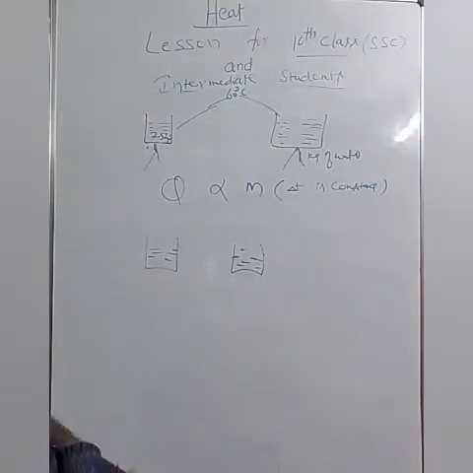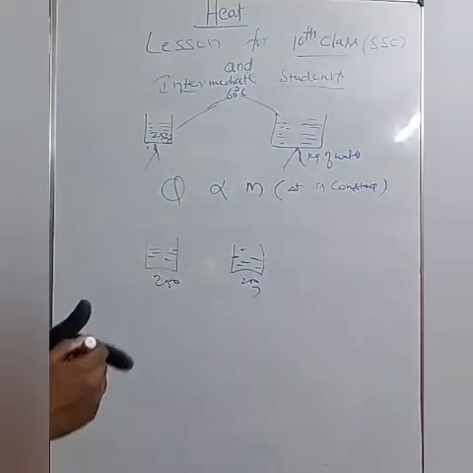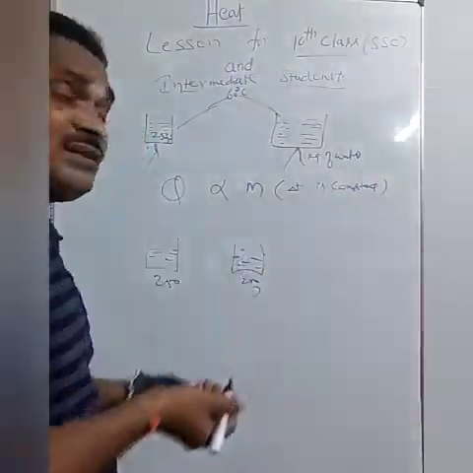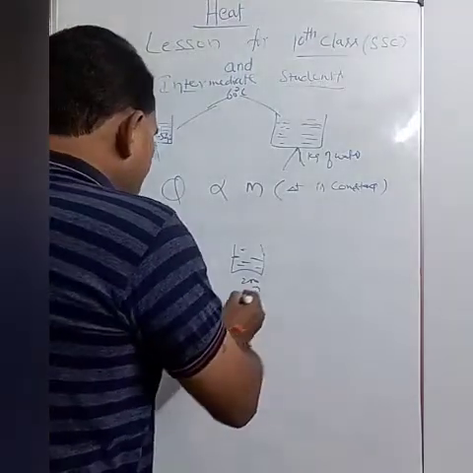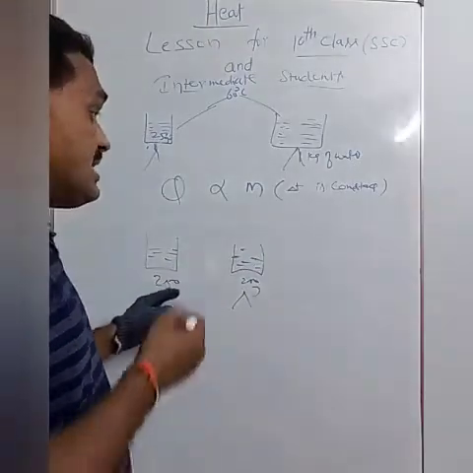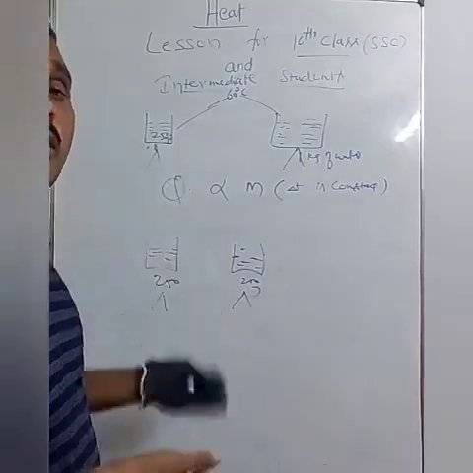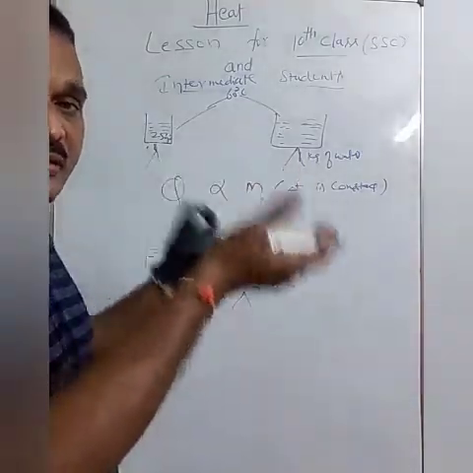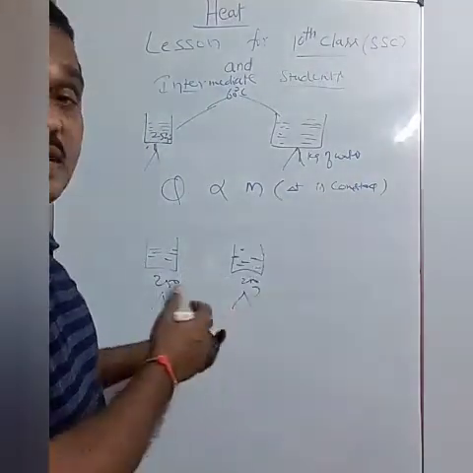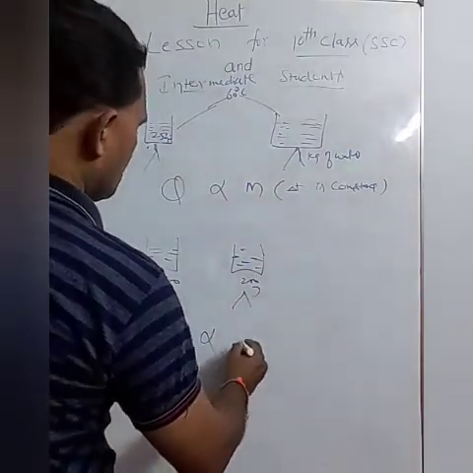If both the beakers have the same mass, suppose it is 250 grams and this is 250 grams, then the mass is constant, so the change in temperature is directly proportional. If you give more heat, you get a greater temperature difference. That means Q is directly proportional to the change in temperature.